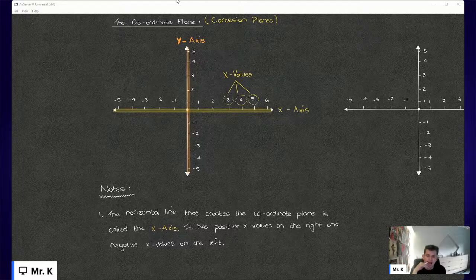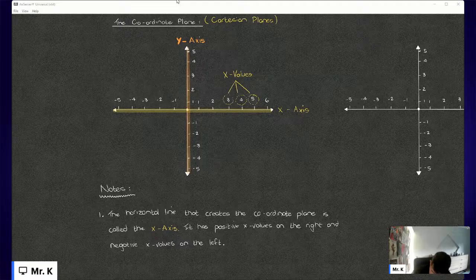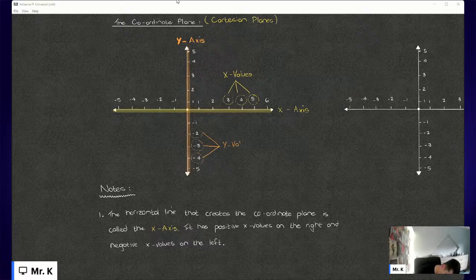Right. So looking at our y-axis now, this vertical line over here, we have what we call y values, right? It doesn't matter whether we're looking at the positive ones or the negative ones right now, but let's go ahead and just highlight or circle one or two of them. These are what we call our y values, and they are found by reading off of the y-axis, our vertical line. Y-axis, x-axis. Y values, x values.